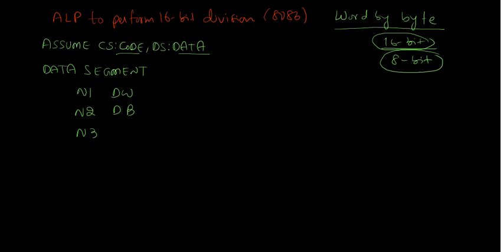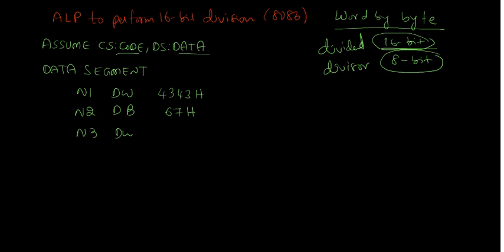Alright, the dividend and divisor. So n1 is dividend and n2 is divisor. For this you can consider any number. I am considering 4343h, and this one is 67h, and we don't know the result.